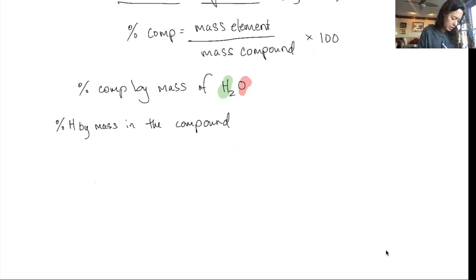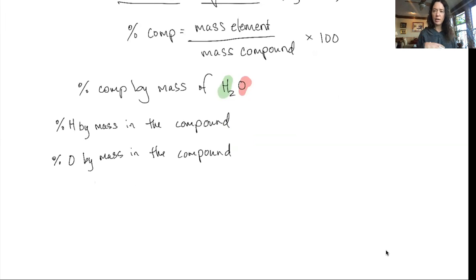The second element is oxygen, so I'll have percent oxygen by mass in the compound. So what I will not do, and I hope that you do not do, is add up the number of atoms of hydrogen and divide it by the total number of atoms, or add up the number of atoms of oxygen and divide it by the total number of atoms. This is a percent by mass, so I will have to use my periodic table.